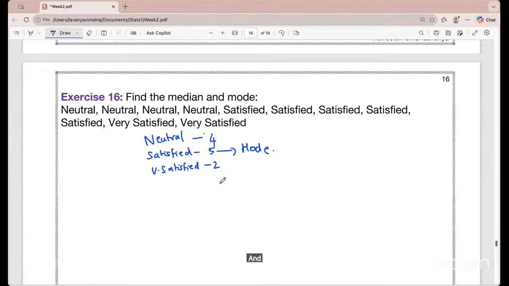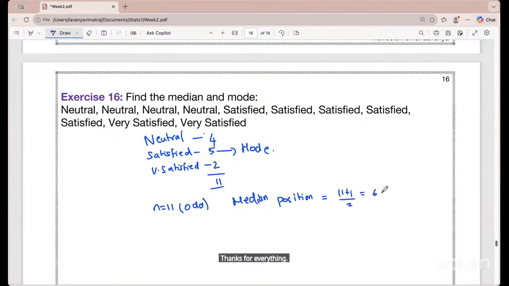And here, how many data are there? 11. Odd. So if it is odd, the median position is given by n plus 1 by 2. 11 plus 1 by 2, the 6th position. So counting 1, 2, 3, 4 up to the 6th, it is Satisfied only. This is the median. The mode and median are the same in this case.